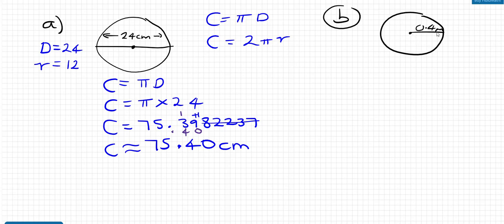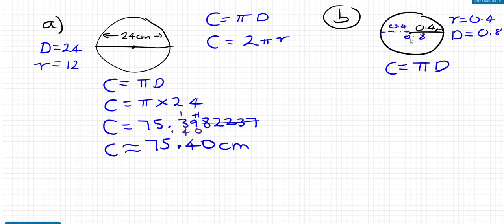Now with B, I can see we are given the radius. We've got half a line. It doesn't go all the way, and that's the radius. So straight away I'm going to say r is 0.4. I don't have the diameter, and I need to know the diameter because the question says use the diameter. So use this formula. D would be double that, so you can go 0.4 plus 0.4, or 0.4 times 2. That gives us 0.8. So we're just doubling it. If I continued my line, I'd have another 0.4 here, so this whole line would be 0.8.